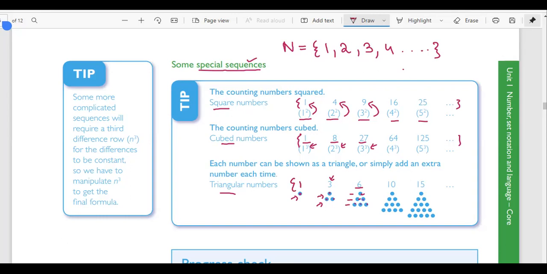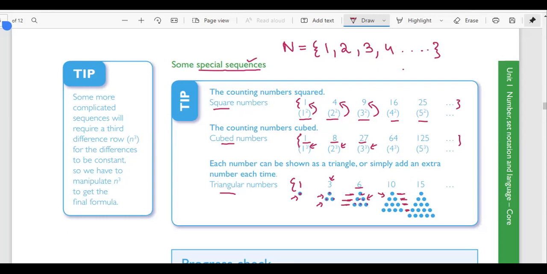Why? Because we get these numbers from these triangles. Every time we make a triangle with an extra row. We had 1, 2, 3 rows in this one, and in this one we have 1, 2, 3, 4 rows. Is this concept clear? Yes, ma'am. Okay. All right.